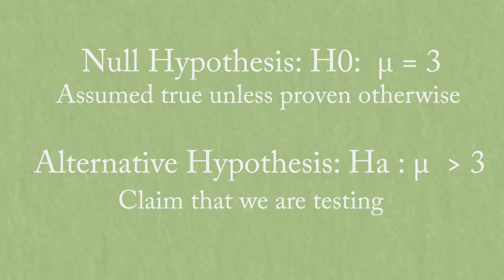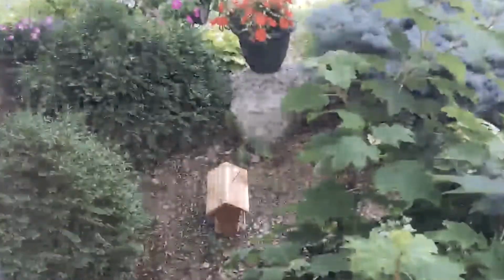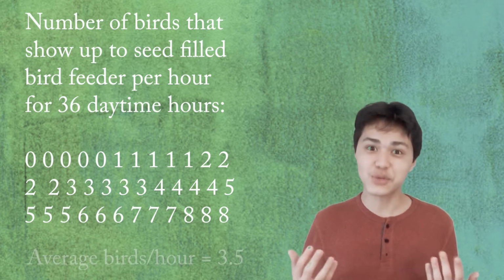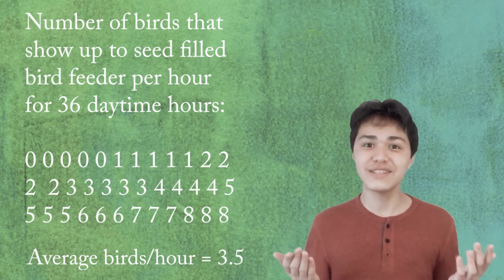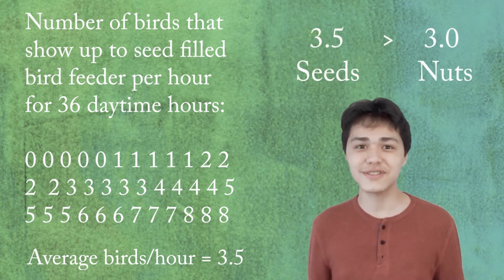Now, let's run the experiment. I've set my iPad here to time-lapse to record the number of birds that show up to my new seed-filled bird feeder for the next few days. Let's put our data for seeds in a table and calculate the average. It's 3.5. Well, we have our answer. Since an average of 3.5 is higher than 3, seeds attract more birds.